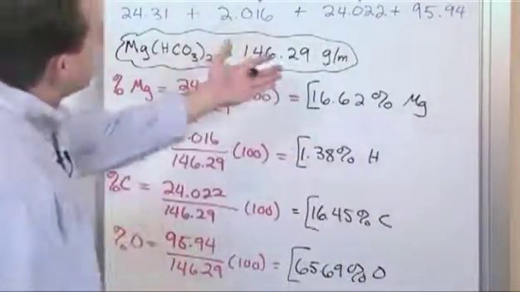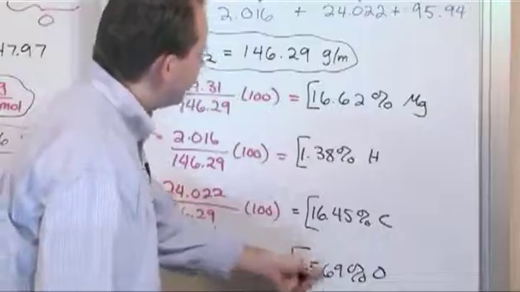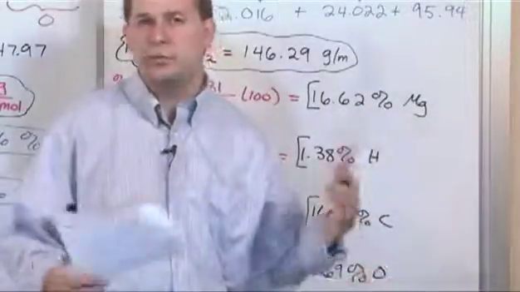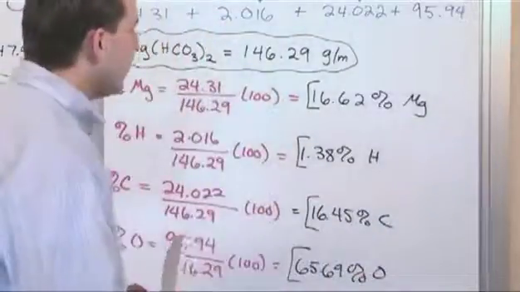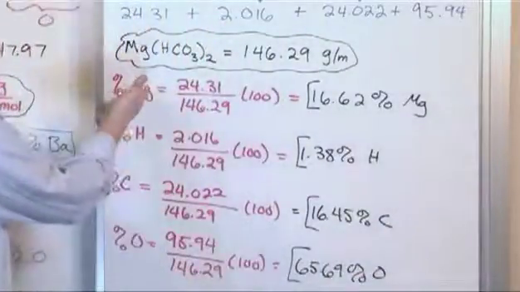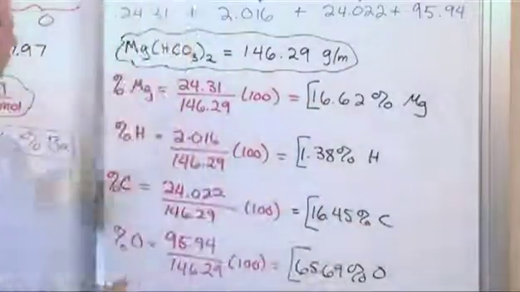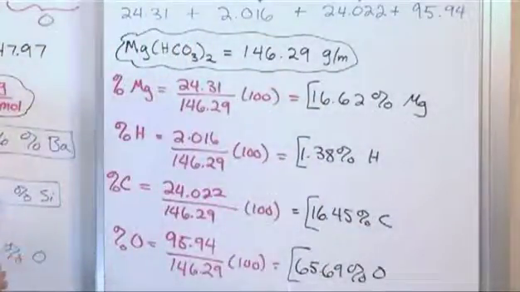Now, if you add all of these up in a calculator, 65.69 plus this, plus this, plus this, you should get 100, or pretty darn close to 100 within a rounding of 100. That's because we are looking at the percentage of every single element, and when we add them all together, we should get 100% because we should account for everything.